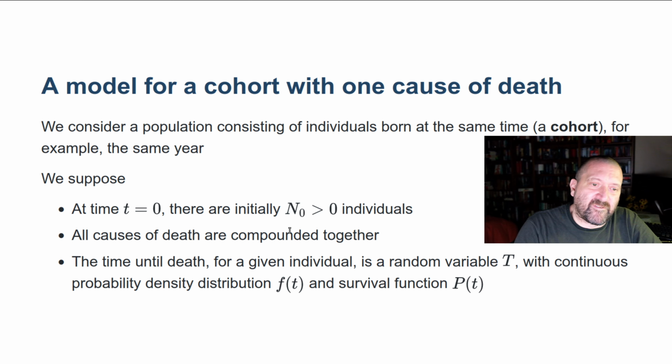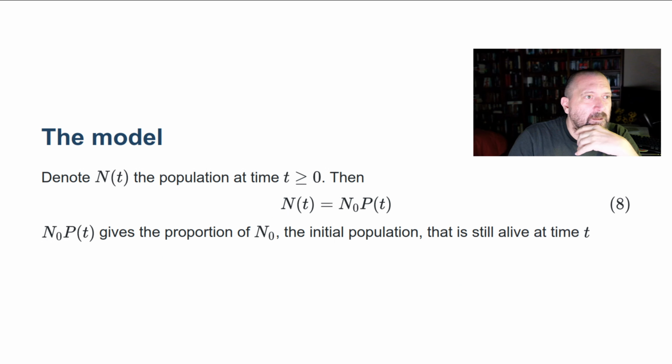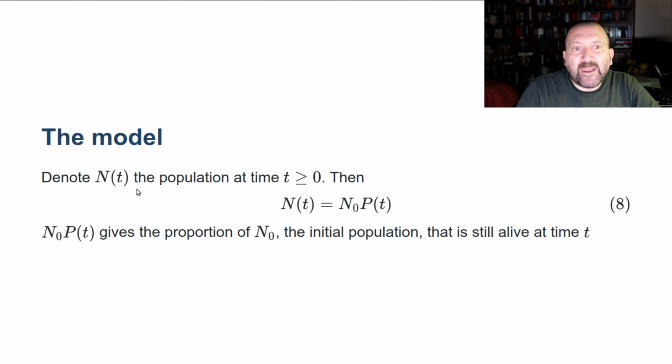I compound all causes of death together, and I call the time until death a random variable capital T. I'm assuming this capital T has continuous probability density function f of t, and a survival function that I'm going to write capital P of t. So the model is a very simple model. If n of t is the population at time t, then n of t is equal to the initial population n0 times the survival function P of t.